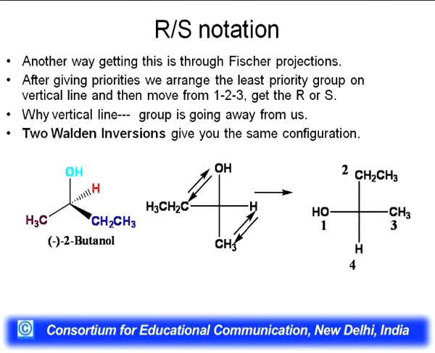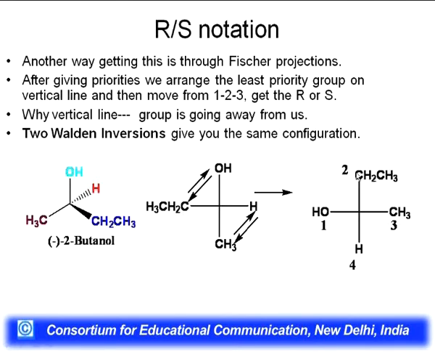So you might be thinking this was the basic approach for why RS was needed. I was telling you in the initial part of the lecture that these two structures are the same. How do we know that these two structures are the same? By virtue of putting RS notation on these molecules. For doing that, I am making the vertical line group the least priority group, number 4. Hydrogen is on my vertical line. To make this, I did 2 Walden inversions and I get the same isomer. Now I have the least priority group on the vertical line.